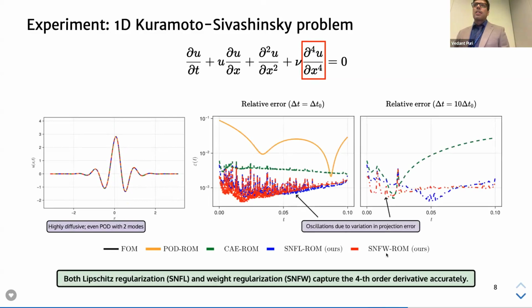And even when we look at the evolution of error as a function of time in these plots, we see that the error is incredibly low for all of these cases. The convolutional autoencoder method does pretty well for the baseline case, but when we bump up the time step size by 10x from some baseline time step, our two methods maintain the same accuracy, whereas the convolutional autoencoder blows up.